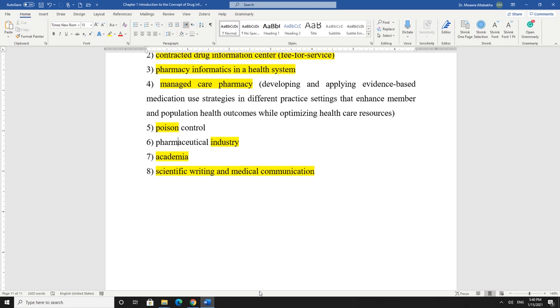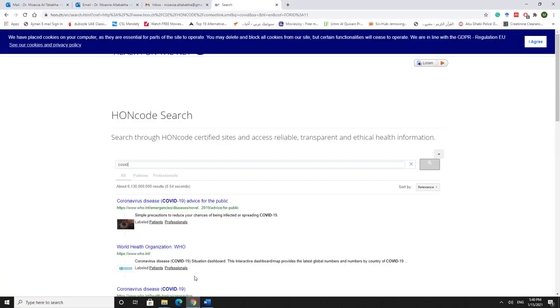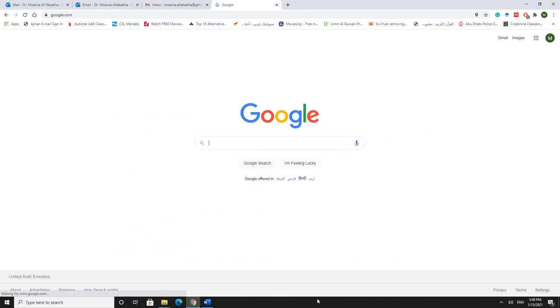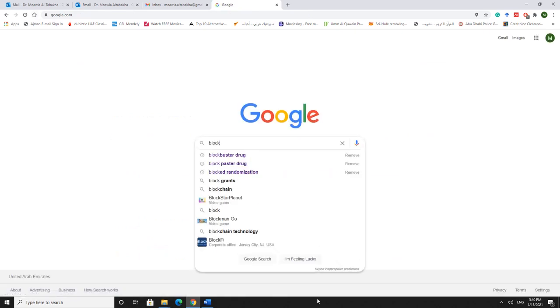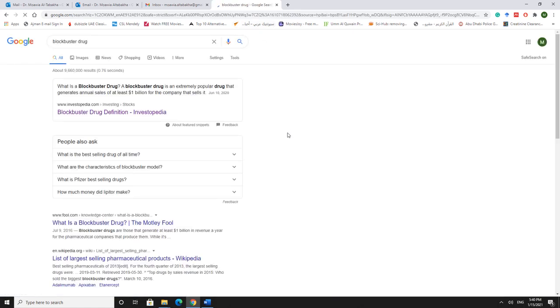Okay, we have what we call blockbuster drugs. Let me write it for you. Blockbuster drugs. Look, a blockbuster drug is an extremely popular drug that generates annual sales of at least 1 billion for the company.